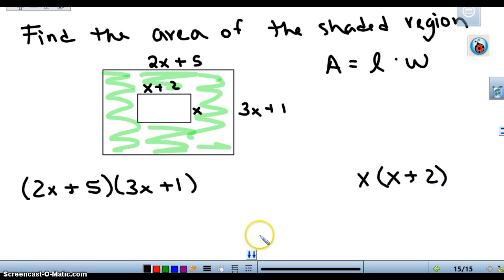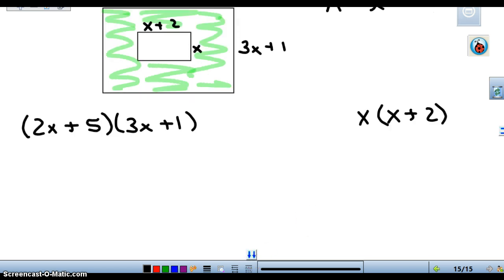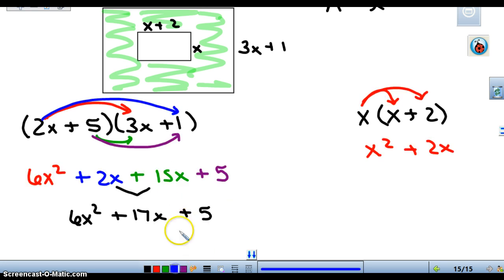Once I have both of these areas, what do I have to do to find the area of the shaded region? Subtract the small from the large. So let's go ahead and solve both of these multiplications. So once we've found the area for the large rectangle and for the small rectangle, what do we have to do next? Subtract.